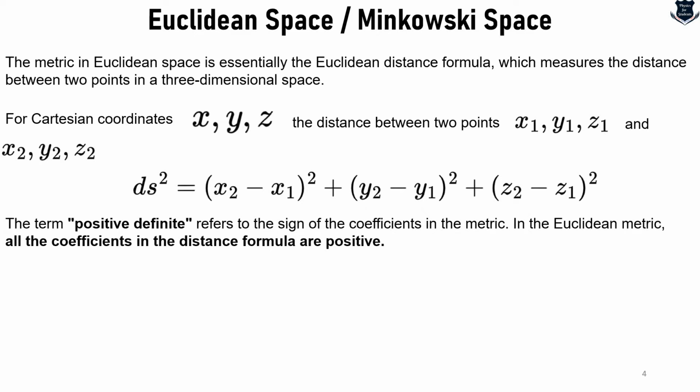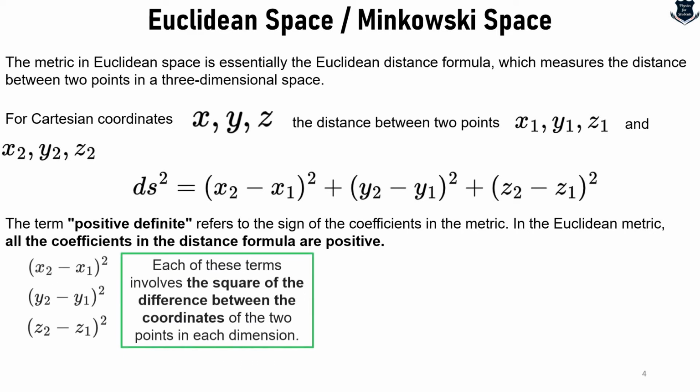Now, this is what I was trying to explain: the term positive definite refers to what? The sign of the coefficients in the metric. So in the Euclidean metric, we say all the coefficients, once squared in the distance formula, will become positive. Now, there will be a difference in Minkowski space, which I will come to later.